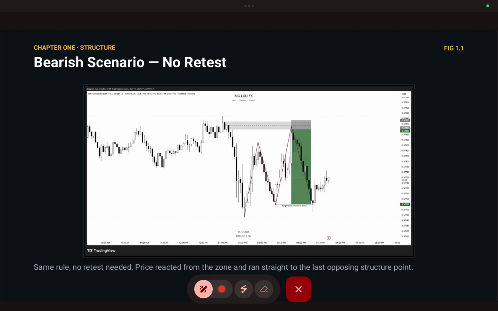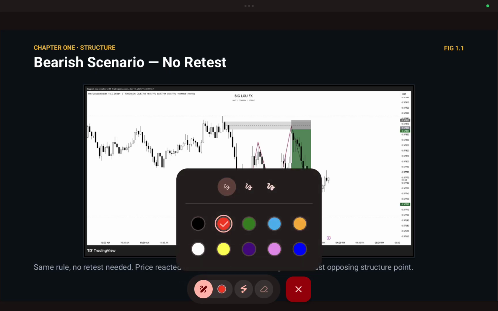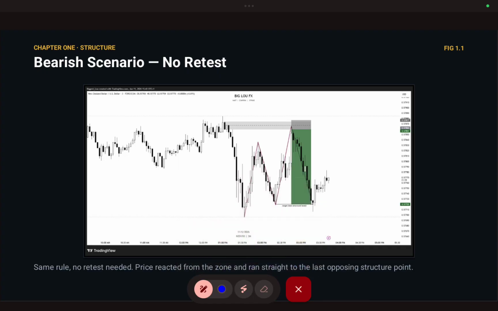You could clearly see the bullish move price was on. Let me use a blue. Price was on this bullish move, higher high, higher low. The next higher high mitigated our key level, and then what did it do? It dumped to clear this higher low. That is the first thing price will always do after mitigating a valid key level. So this one did not give us any retest at all. It just played out. So this is a bearish scenario with no retest.